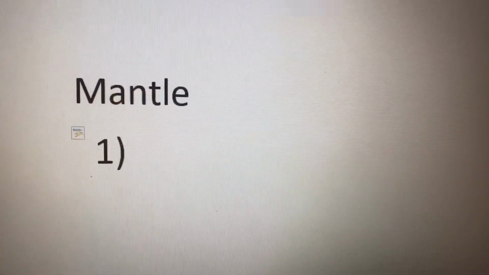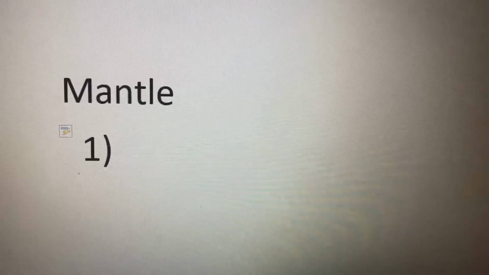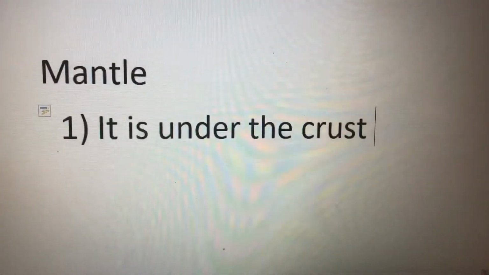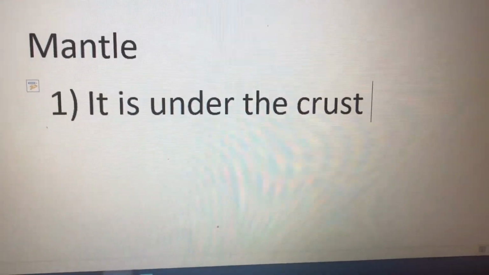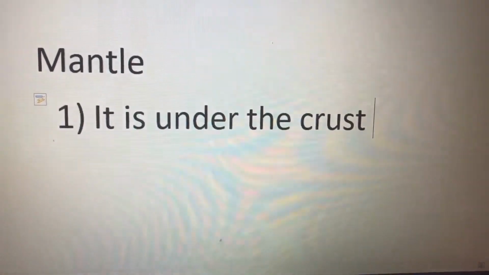So what is one thing that you already know about the mantle? What is one thing that you already know? We can say that it is the layer under the crust, right? So it is under the crust. We already know that. Okay. Let's see what else we can find about the crust.